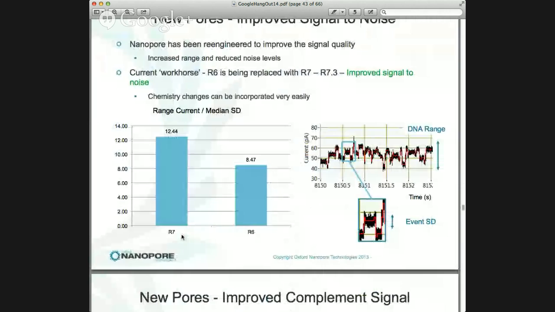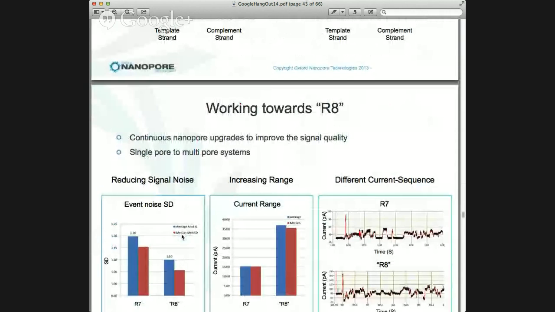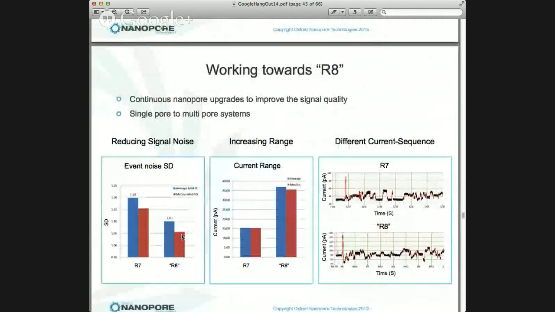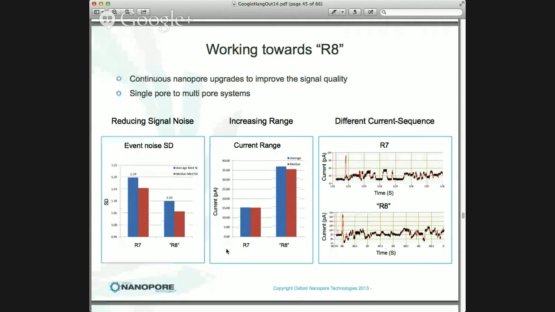Now I'll zoom on a bit now, because these are now different pores. It turns out there are lots of pores that work to varying degrees, and they can be engineered and tweaked to give better signal. Now we have a pipeline of pores coming, and the next major upgrade or change is a pore called R8. And the main difference with R8 is that it has a completely different squiggle shape from R7. So all of its errors are different.